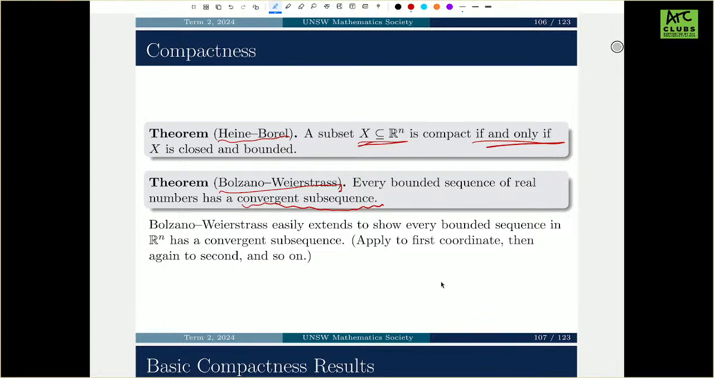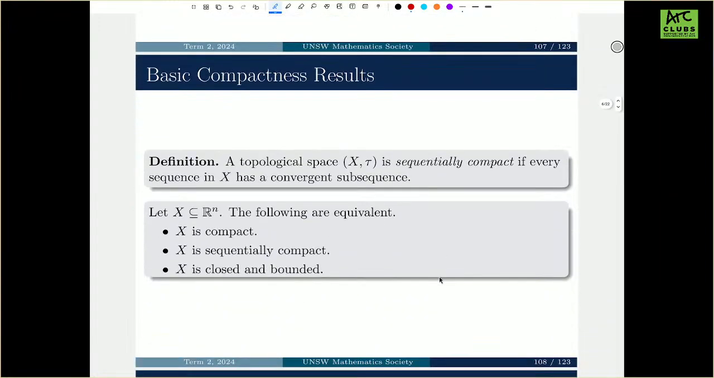It uses a simple argument. But you can extend Bolzano-Weierstrass to show that every bounded sequence in R^n has a convergent subsequence. You apply the theorem to the first coordinate to get a subsequence that's convergent in the first coordinate, and then you take a subsequence of that to get one that's convergent in the first and the second, and so on, until n. A topological space is called sequentially compact if every sequence in X has a convergent subsequence. So the following things are equivalent for subsets of R^n: being compact, being sequentially compact, and being closed and bounded.